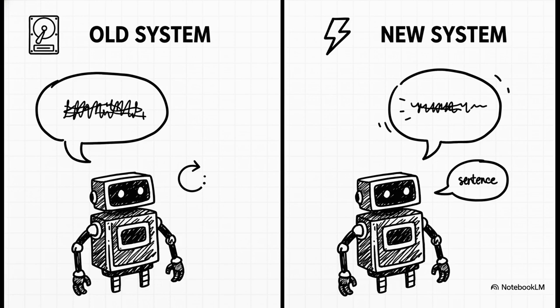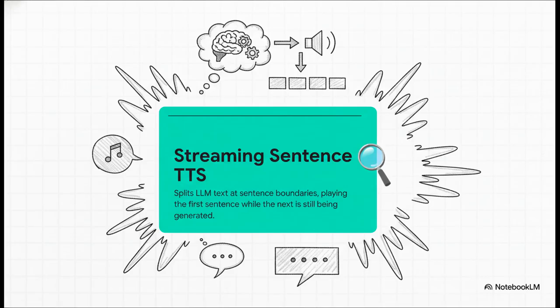Okay, so TARS has heard you and understood the command. What happens next is, honestly, a game changer for the user experience. You see, in the old system, you'd ask a question and then just wait. You'd have to wait for the entire AI response to be generated before you heard anything. Not anymore. TARS now starts talking after the very first sentence. And the way they pull this off is with something called the Streaming Sentence TTS pipeline.